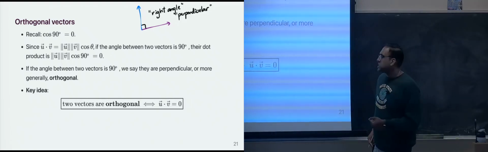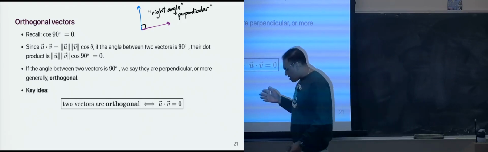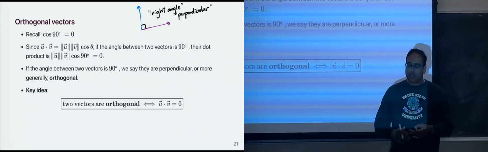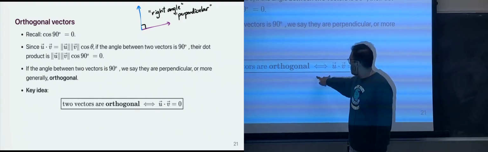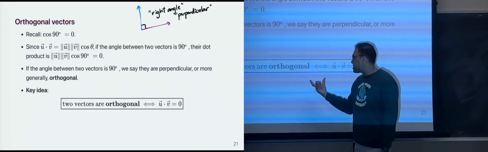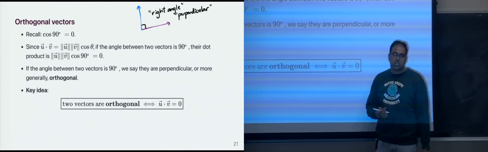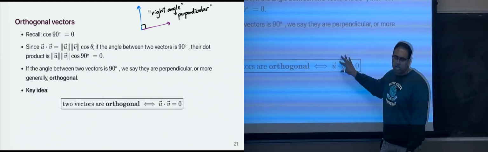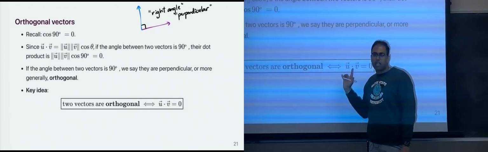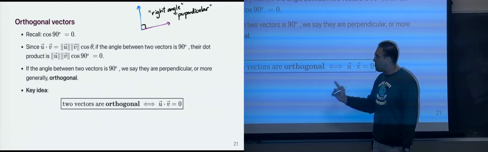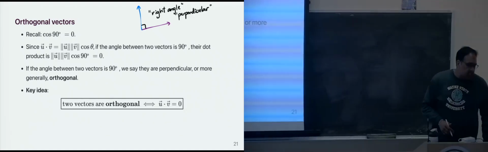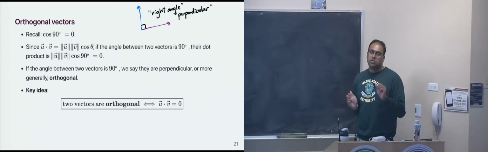But here's the key idea. 2 vectors are orthogonal if and only if, that's what this bidirectional symbol means, their dot product is 0. These are equivalent conditions. They're orthogonal when their dot product is 0, and their dot product is 0 when they're orthogonal. I can take one statement and it implies the other one. Do we agree? Okay. That's under the assumption that the 2 vectors are not just the 0 vector.